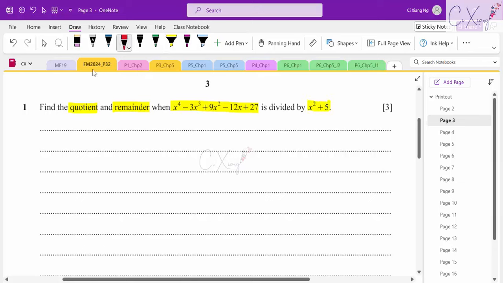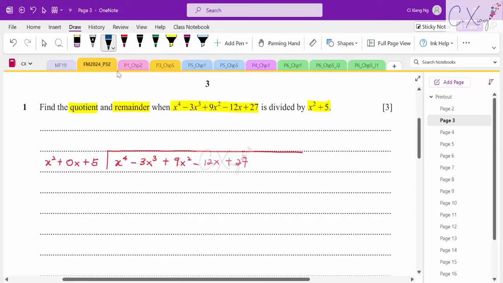Okay, so to find the quotient and also remainder, I'm going to use long division. For the long division here, I will just copy down my polynomial to be divided: 4x power 4 minus 3x cubed plus 9x squared minus 12x, then plus 27. My divisor will be x squared plus 5. To avoid any confusion or careless mistake, since there is no term with power x power 1, I will write it as 0x, then plus 5.